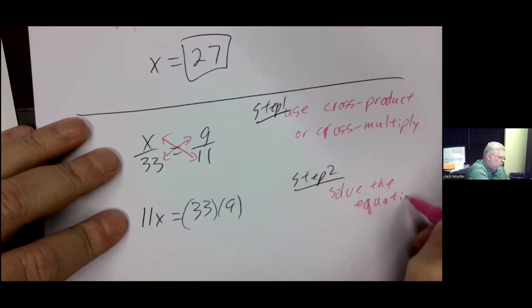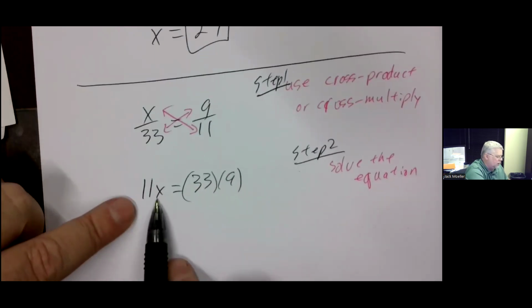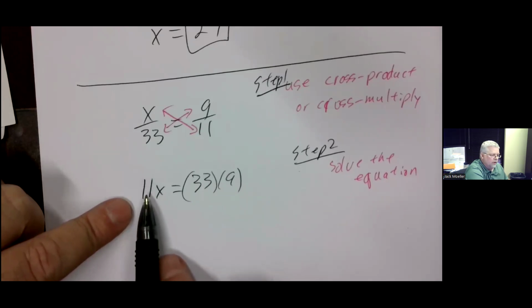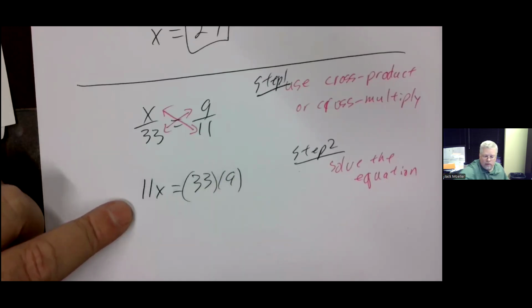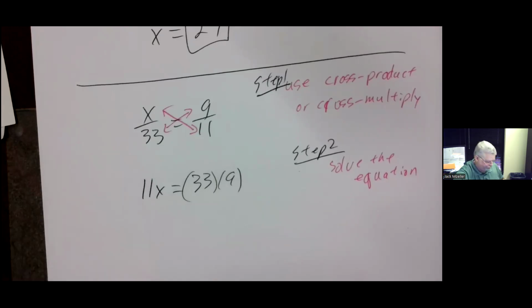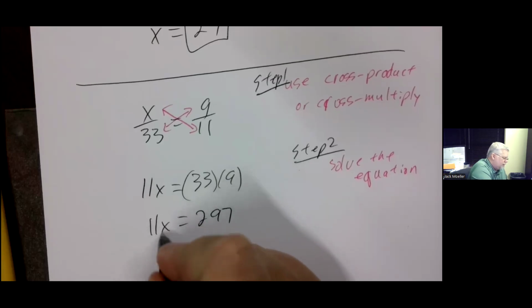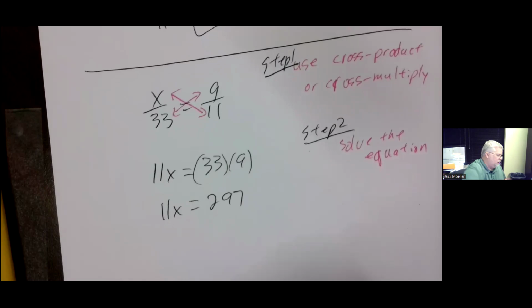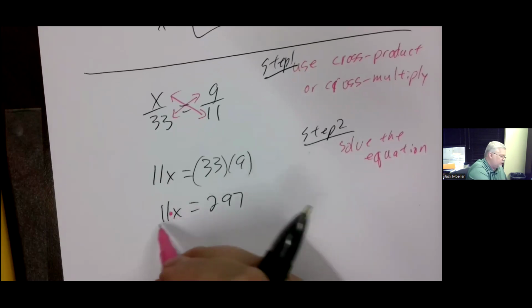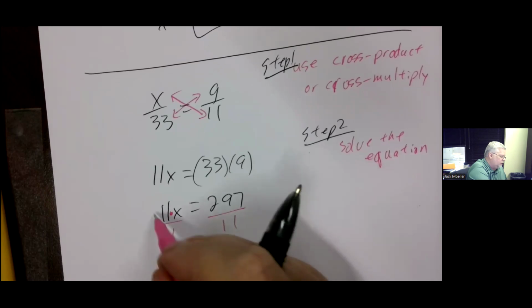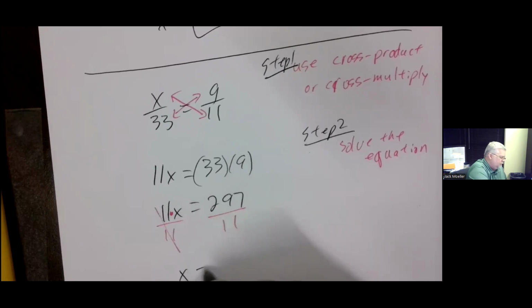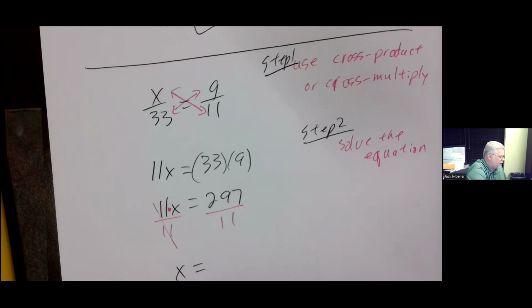And how do we do that? Well, as always, our goal is to get x by itself. To get x by itself, at some point we're going to have to deal with this 11. But over here, we do have a product that we can do. 33 times 9 is 297, so we have 11x equals 297. Now how do we solve for x? Well, that's 11 times x, so we're going to divide both sides by 11. And guess what? 297 divided by 11 is 27.